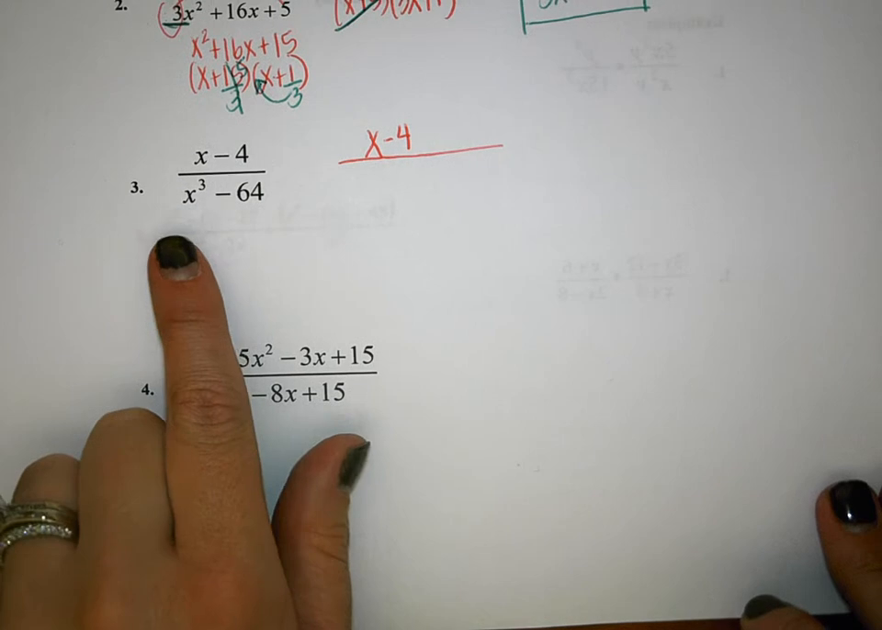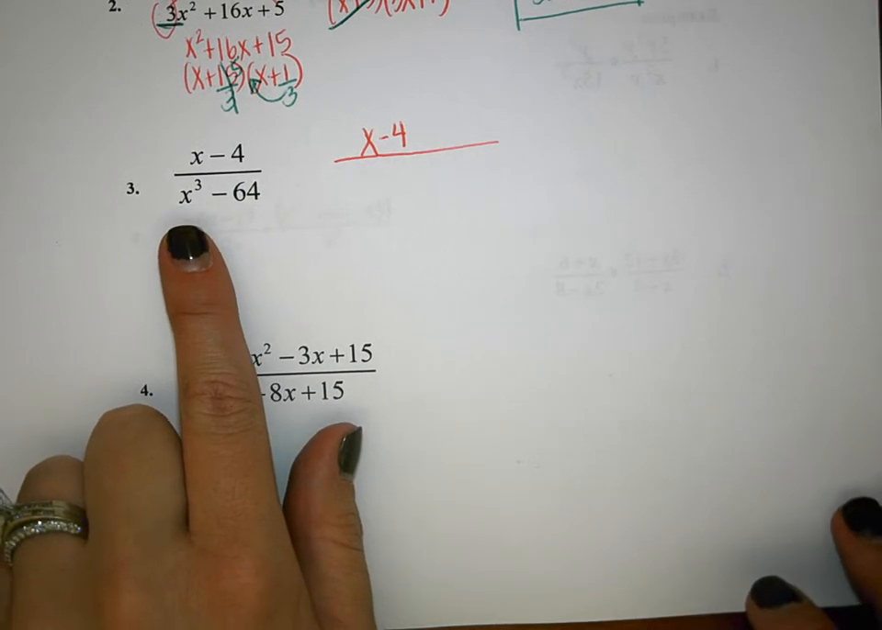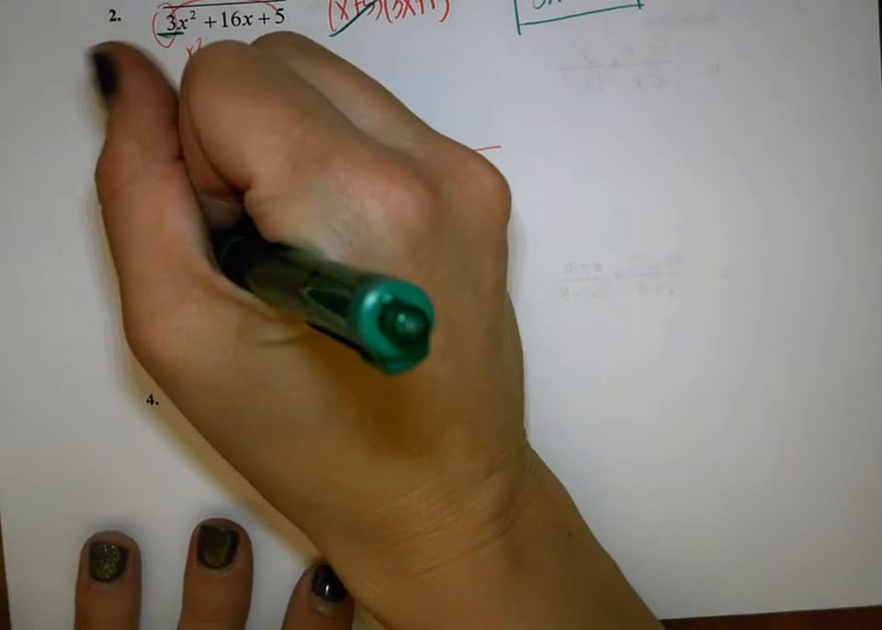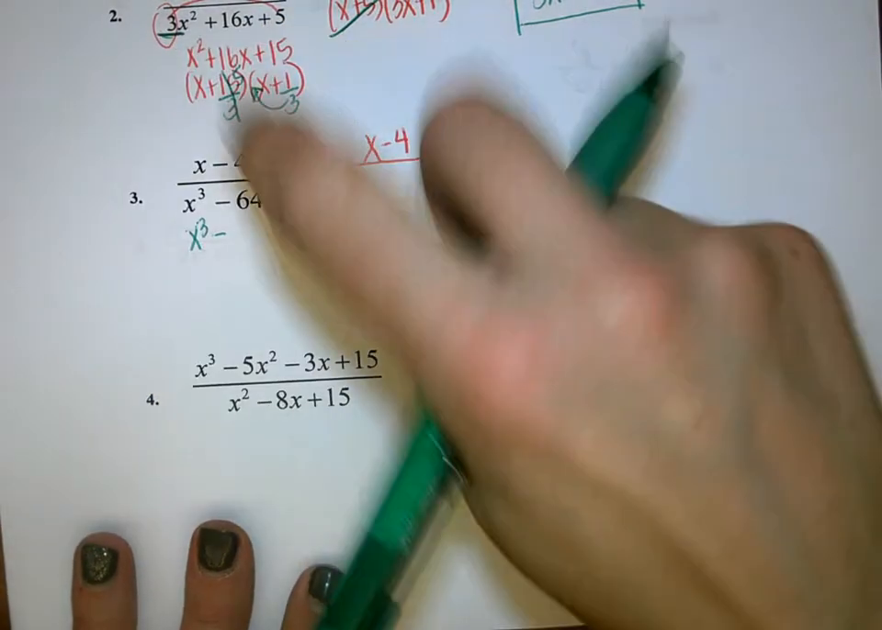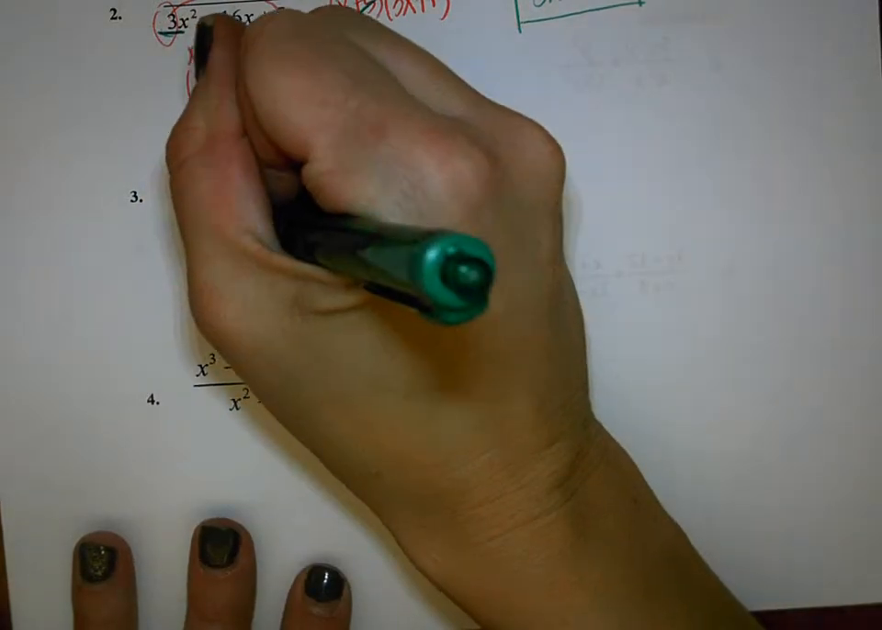It's a cube, right? It's not a square. It's a cube. So we have to factor using the cube method. And so the first thing you need to do, though, is rewrite 64. Can I write that as a cube? Very good. It is 4 cubed.